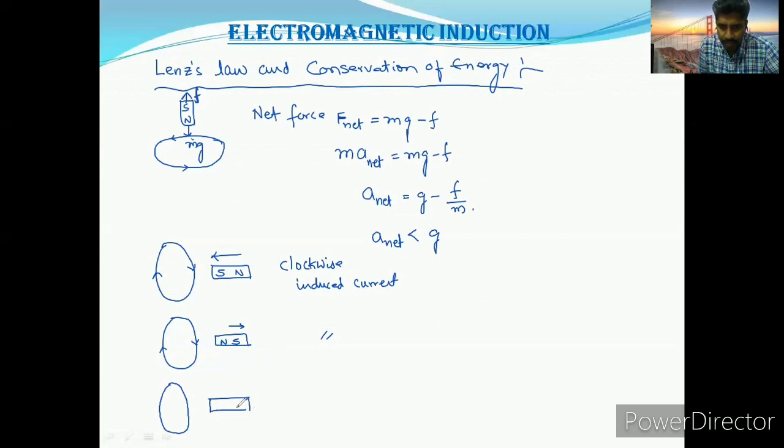If this magnetic bar, with north and south pole, is rotating circularly like this, no current will be induced. Okay, so these are the few cases.